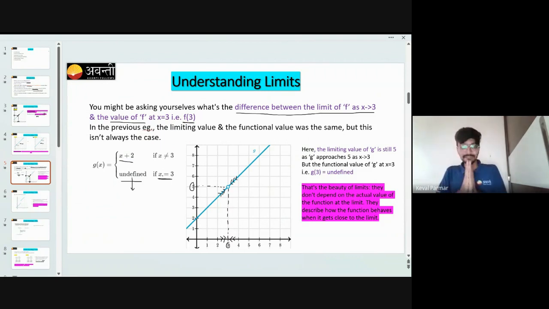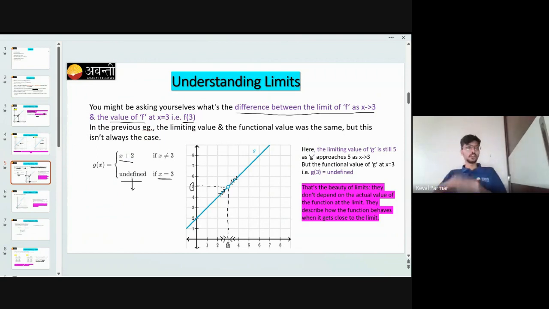So this is basically to study the behavior of the function. As we can see, we cannot study the behavior of the function at x equal to 3, because at that point the value is not defined. But we can study it in the neighborhood. Neighborhood means left and right of x equal to 3, by using limits. So here I have written that the limiting value of g is still 5, as I have explained, but the functional value is undefined. So this is the difference between limiting value and functional value.